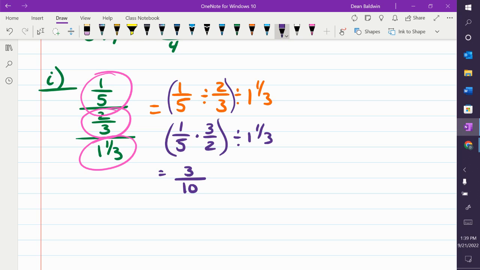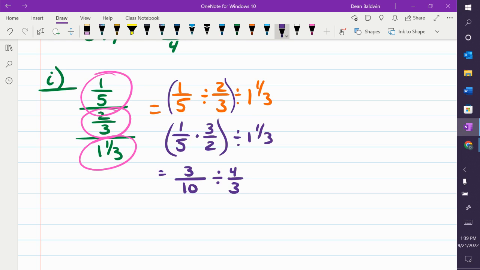No. So now the 1 1/3 comes into play. But do I like it written as 1 1/3? So what do I do? Make it an improper fraction. What does it turn into as an improper fraction? 4/3. 3 times 1 is 3, plus the 1 is 4/3. We haven't done the flip yet. So it's 3/10 divided by 4/3.